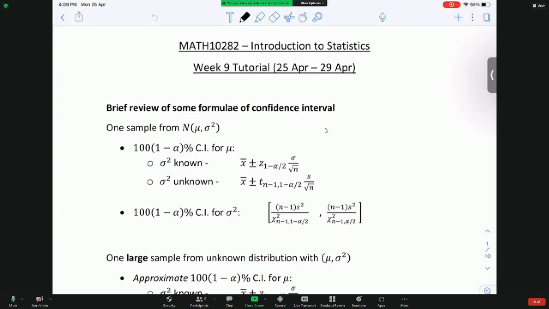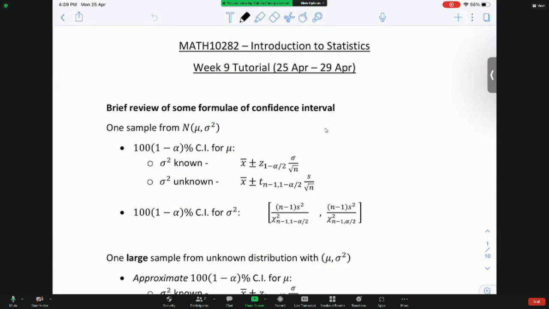So we consider a single sample from the normal distribution. In case you have a single sample drawn from a population that follows the normal distribution, then if you want to construct a confidence interval for the population mean, there are two different scenarios: whether the population variance sigma squared is known or not. If sigma squared is known, then we will use this formula.